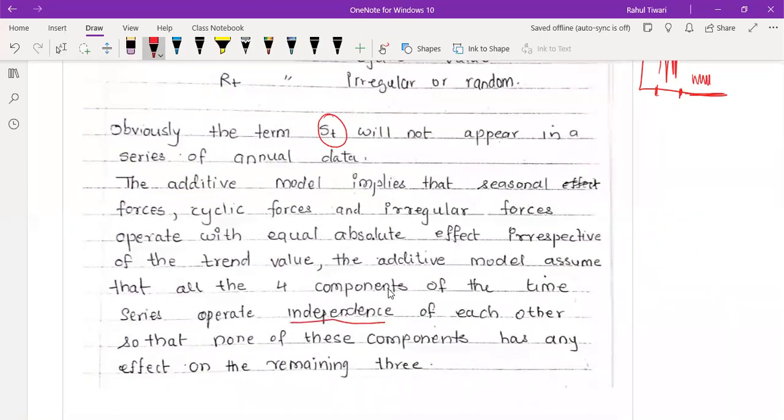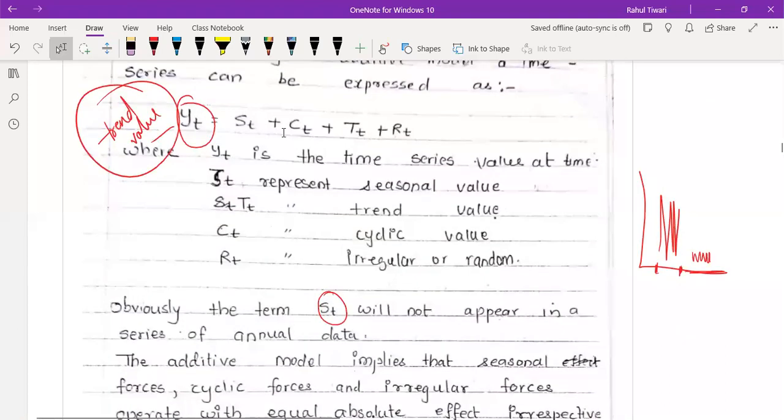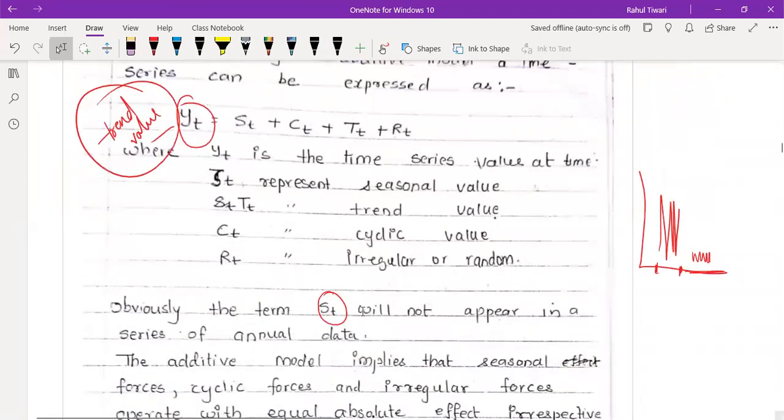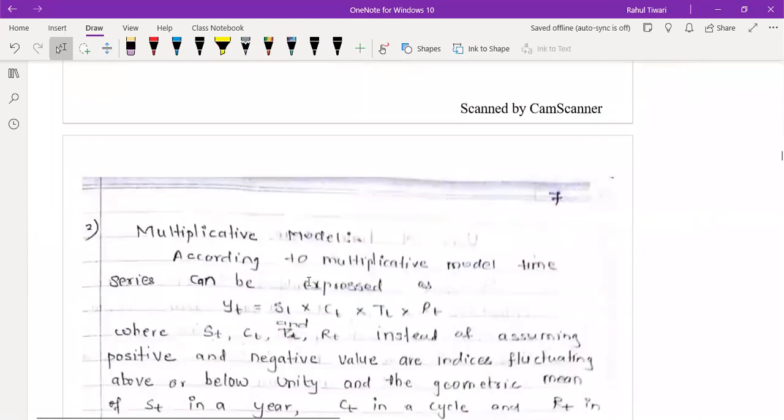So we are not assuming that they are dependent. All components are independent, so none of these components has any effect on the remaining ones. That's why we are assuming independence. Otherwise there will be dependency between these two components. So just go through that concept.